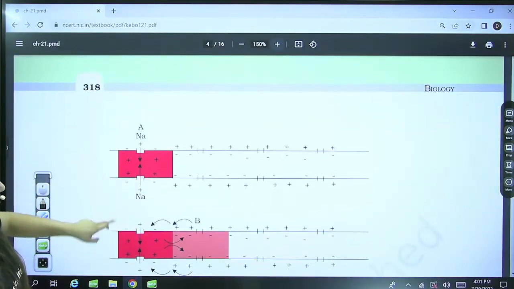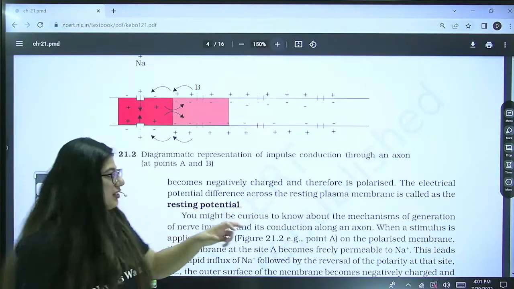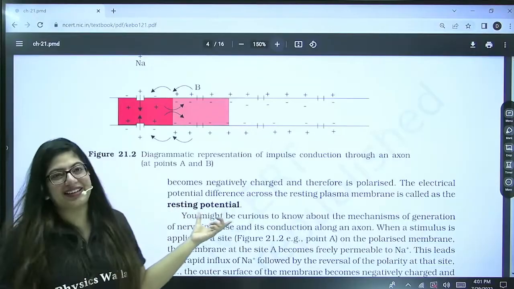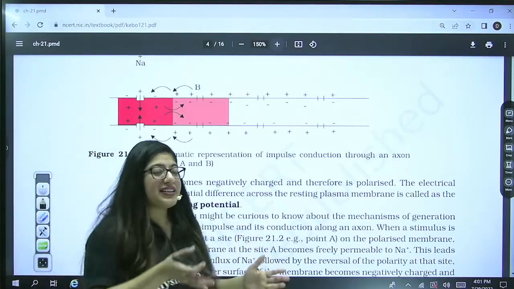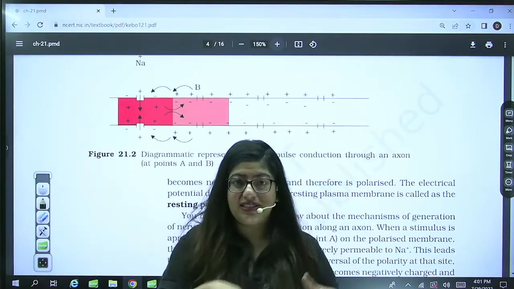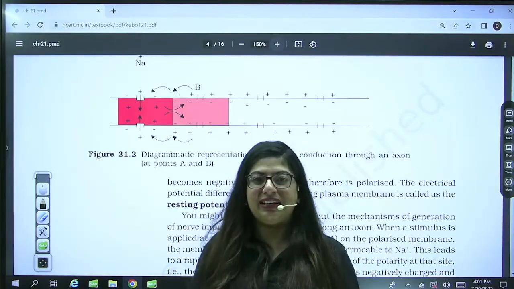All right, while its inner surface becomes negatively charged, it is therefore polarized. The electrical potential difference across the resting membrane is called the resting potential, right? So this is all about why you have minus 70 millivolt, a polarized state, or you can say during the resting membrane, when the membrane of your neuronal cell membrane is completely in a rest form.